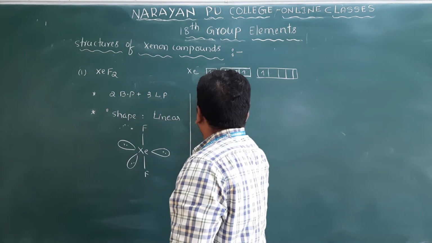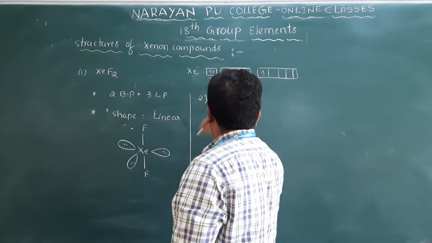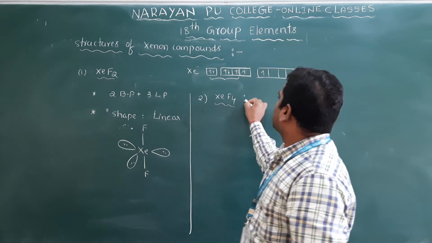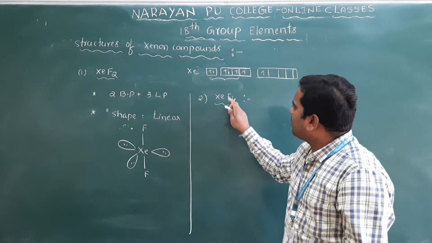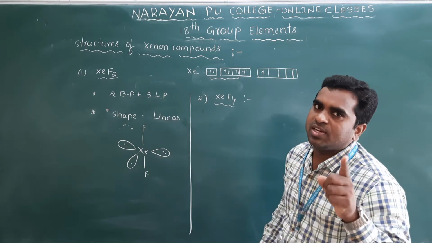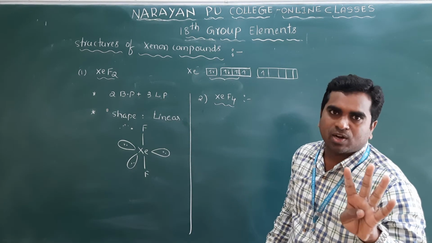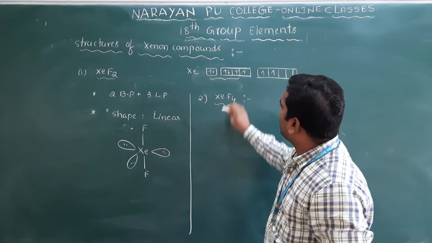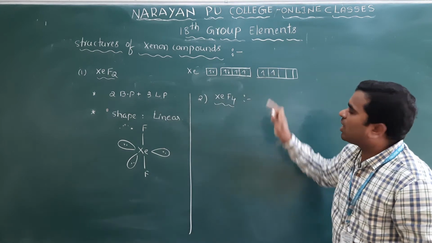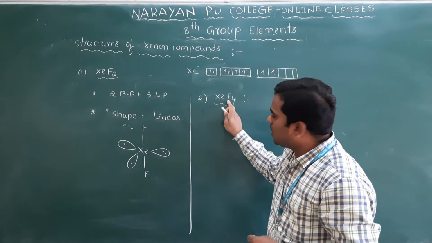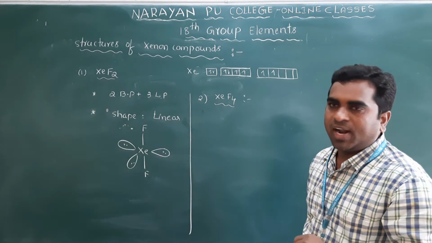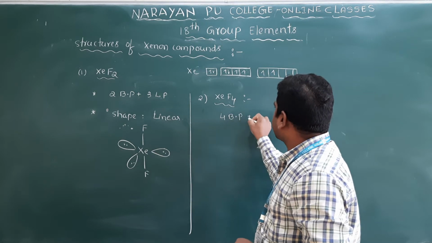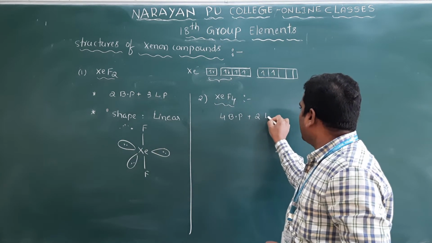In the same way, the second one is XeF4. First of all, bond pairs and lone pairs. It is forming 4 bonds, which means it should have 4 unpaired electrons. Unpaired electrons only participate in bond formation. In the second excited state, electrons move so that there are 4 unpaired electrons, forming 4 bonds with the 4 fluorine atoms. So there are 4 bond pairs and 2 lone pairs.